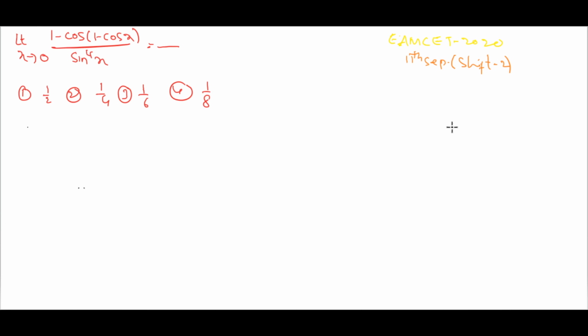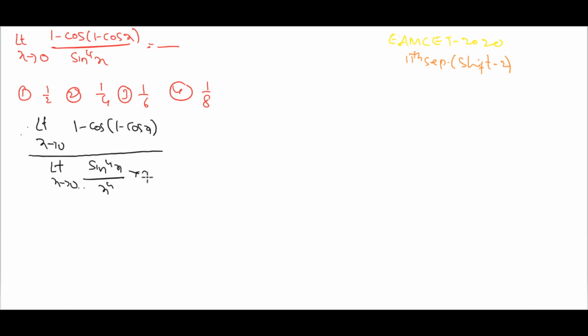Limit x tends to 0, 1 minus cos of 1 minus cos x by sin power 4x. This problem is from MSET 2020, 11th September, shift 2. So here is given limit x tends to 0, 1 minus cos of 1 minus cos x by limit x tends to 0, sin power 4x by x to the power of 4 into x to the power of 4, multiplying and dividing by x to the power of 4. So this total value is 1.